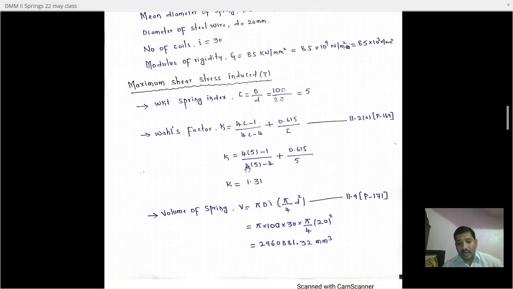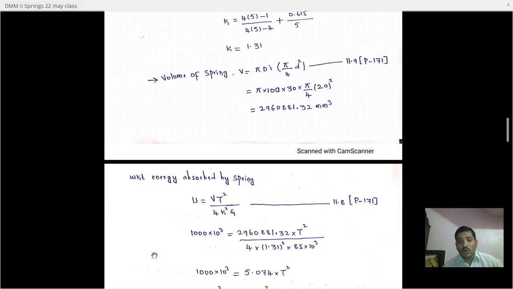After that, K is equal to (4 into 5 minus 1) divided by (4 into 5 minus 4) plus 0.615 divided by 5, where C is the spring index value, which is 5. If you calculate this whole value with the help of a calculator, you will get the value of Wahl's factor as 1.31.